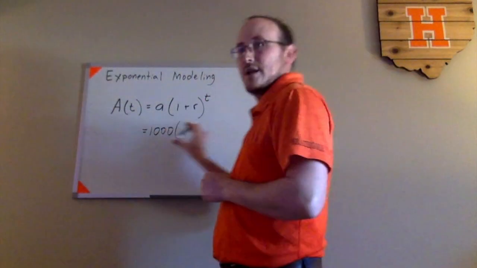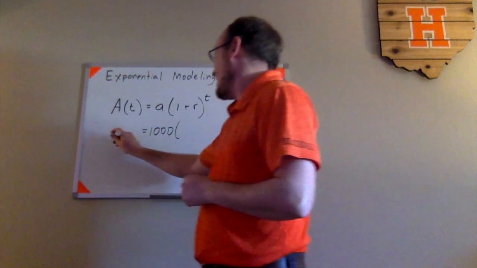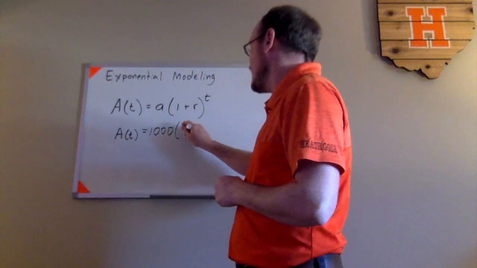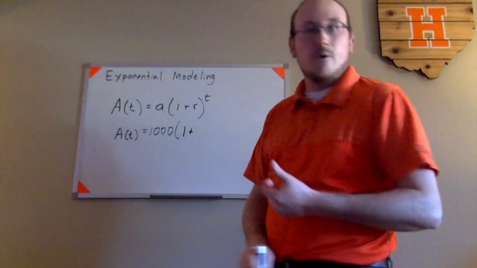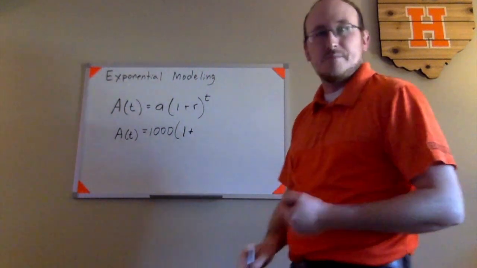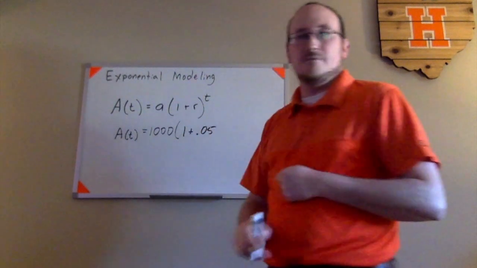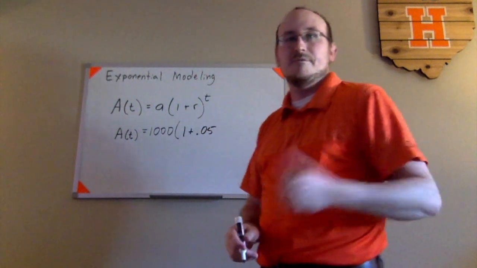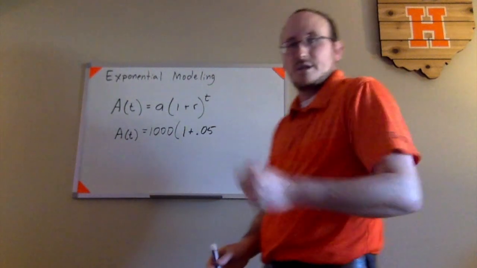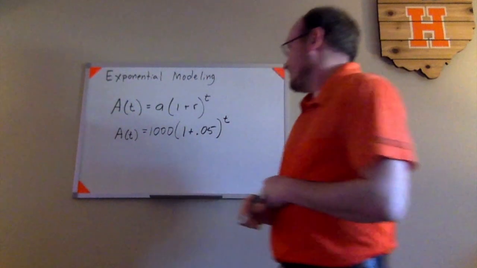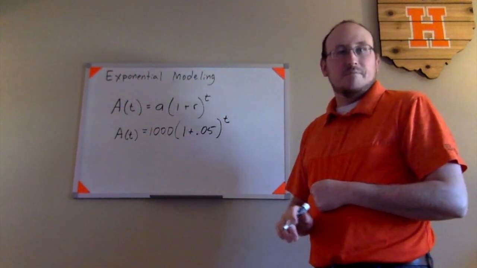So I'm going to go ahead and just set up the function first. So I have a of t equals 1,000 times 1 plus. It said it's growing at a rate of 5% per year, so I will add 0.05. Again, 5% as a decimal is 0.05. Divide by 100 to convert your percentage into its decimal equivalent, to the t power. So there's my function that models the scenario.